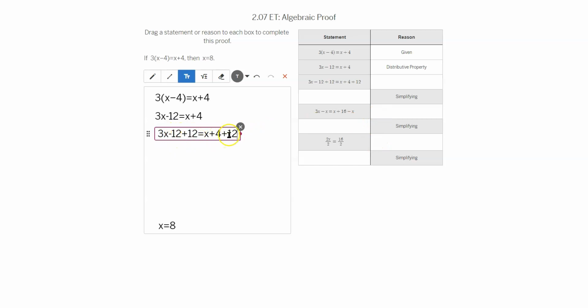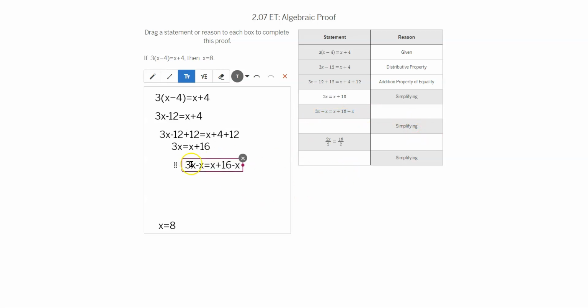Notice that we added 12 to both sides. Remember, when you add A plus C and B plus C, you get the same. So that's addition property of equality. Then we're going to simplify, which is going to give us 3x is equal to x plus 16. We're going to put that in our statement.